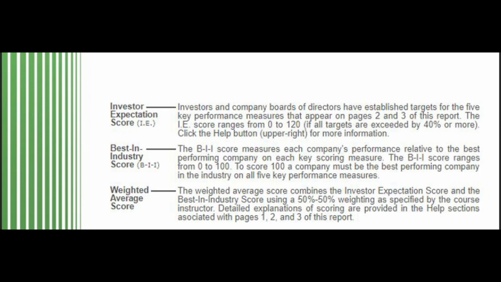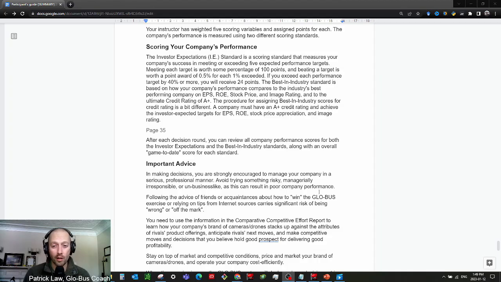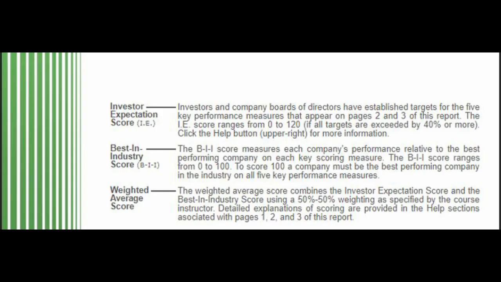Scoring your company's performance. The Investor Expectations Standard is a scoring standard that measures your company's success in meeting or exceeding 5 expected performance targets. Meeting each target is worth some percentage of 100 points, and beating a target is worth a point award of 0.5% for each 1% exceeded. If you exceed each performance target by 40% or more, you will receive 24 points.